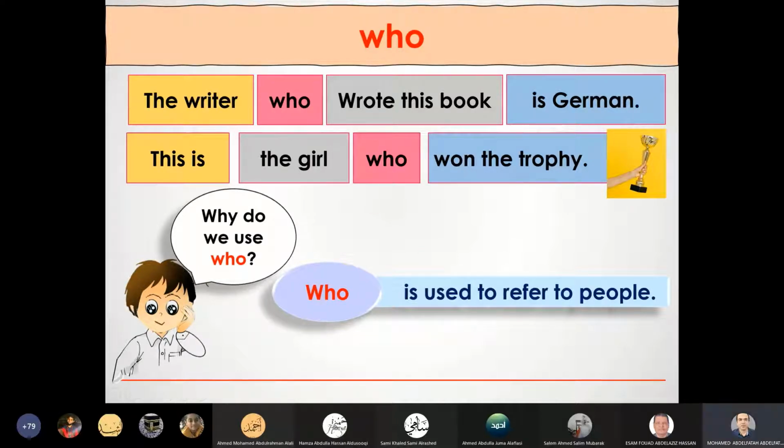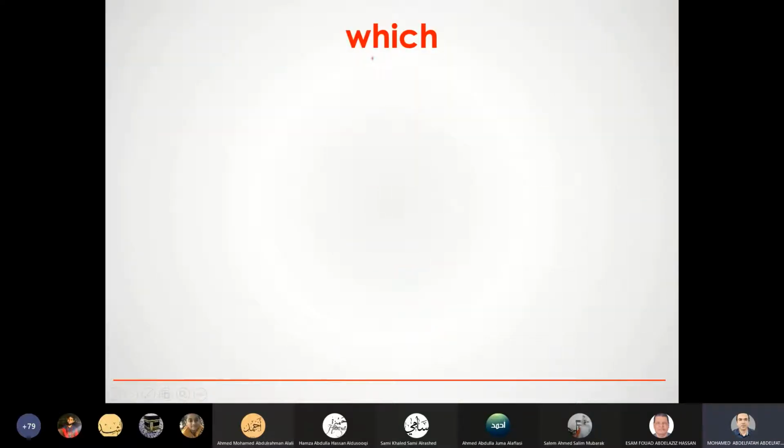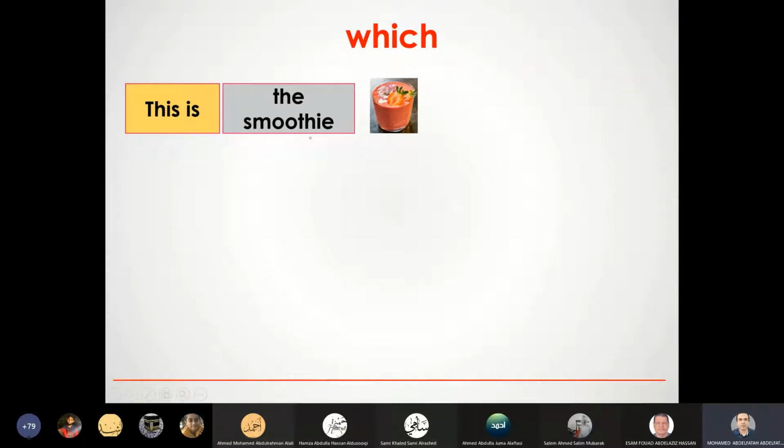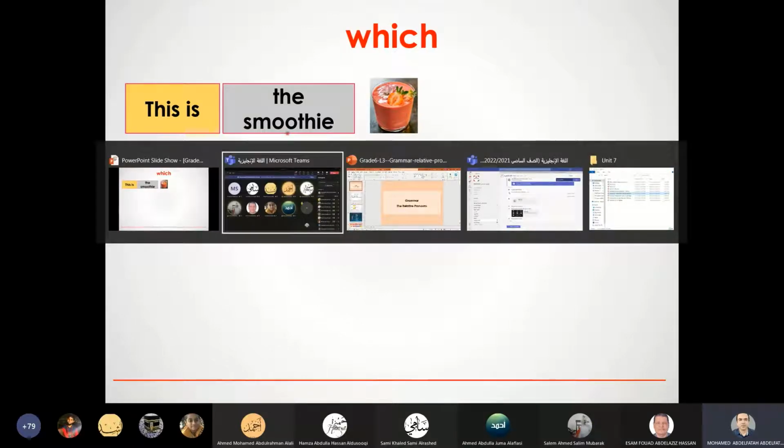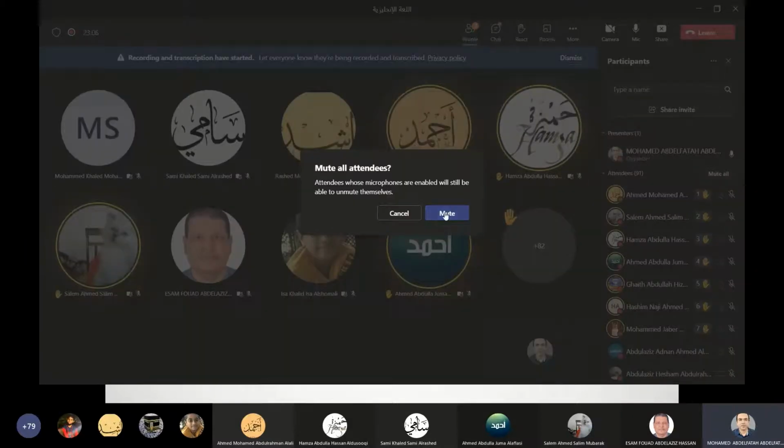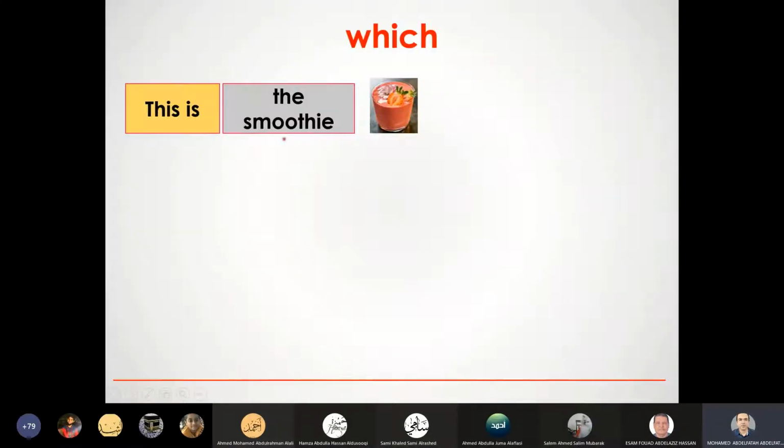So now let's go to the next relative pronoun, which is which. Which, on the other side, is used to refer to animals and things. Let's have an example. This is the smoothie. Smoothie is something like juice or heavy juice. Smoothie is not a person. Smoothie is something. So when you are speaking or referring to something, you use the relative pronoun which.